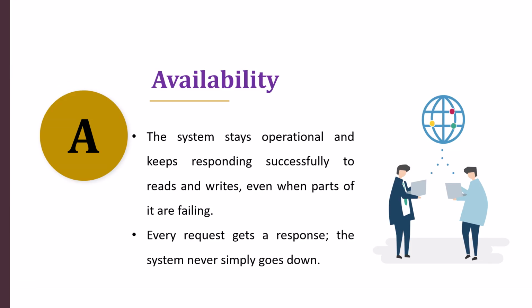Next, availability. This means the system stays operational and keeps responding successfully to reads and writes, even when parts of it are failing. In an available system, every request gets a response.